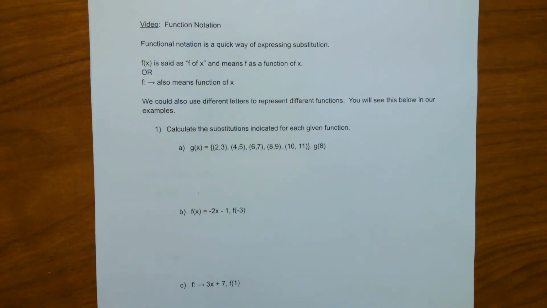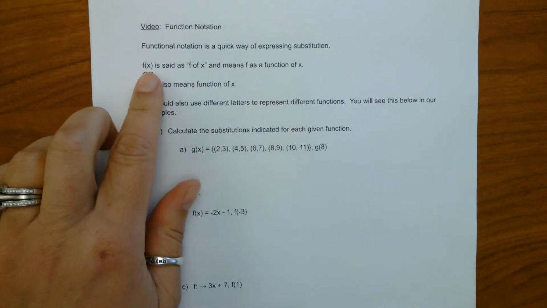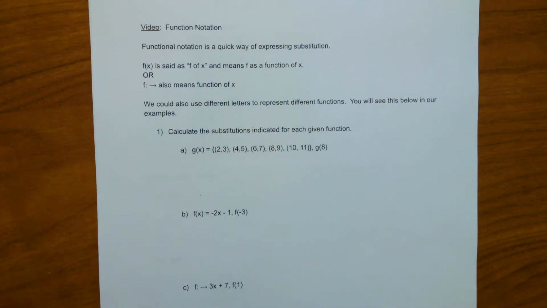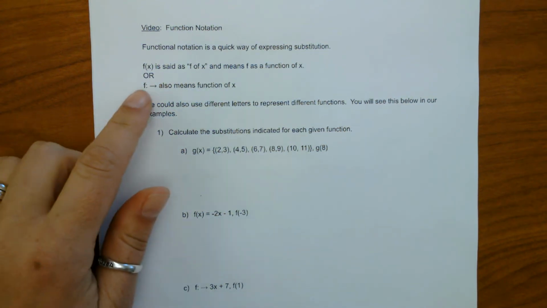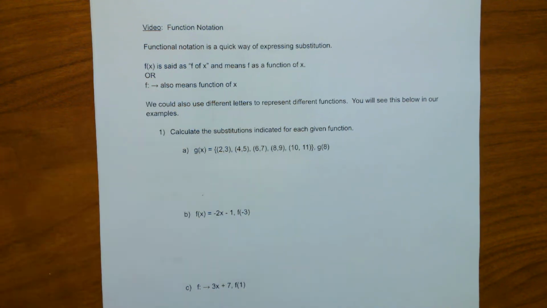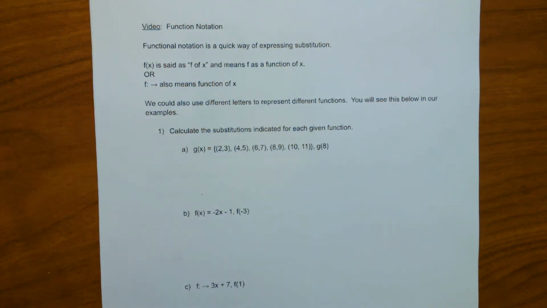Today we are going to be going over function notation. Function notation is a quick way of expressing substitution. f(x) is said as "f of x," and it means f as a function of x. We can also write it another way. We see f(x) as f colon and then an arrow. This also means f as a function of x. We can also use different letters to represent different functions, and you're going to see this below in our examples.